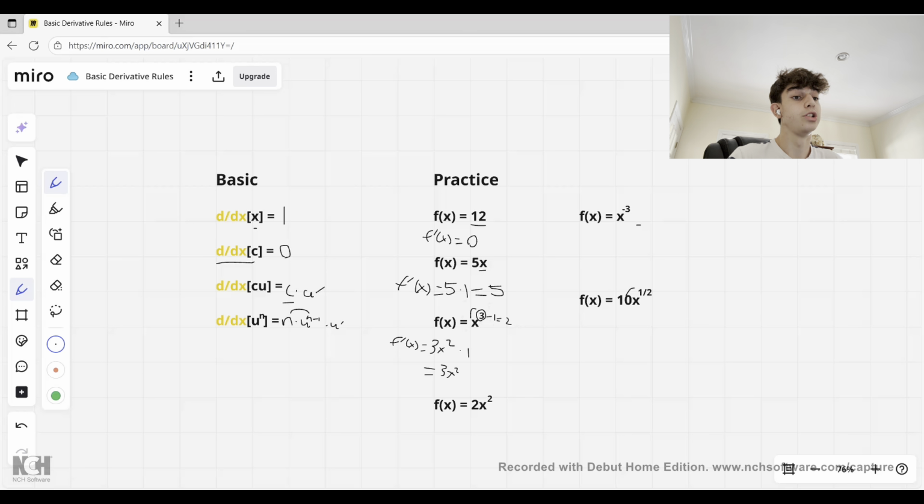So you're just going to bring that 3 down, multiply it by your u, which is your x, and you're going to take that n and subtract 1. n is the variable. In this case, 3, subtract 1, get 2.